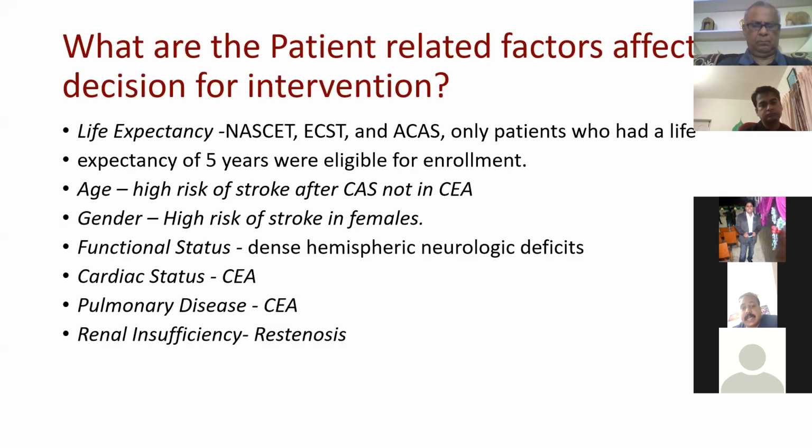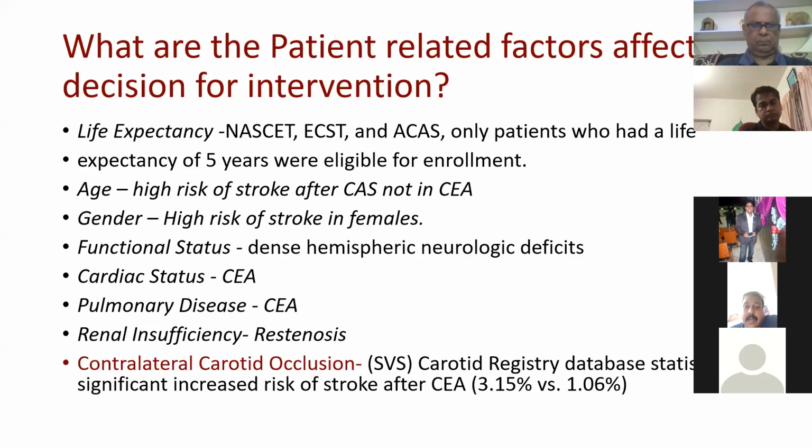Pulmonary disease, high risk for CEA, and renal insufficiency, high risk for recurrent restenosis. And not last, but contralateral carotid occlusion. From the recent SPS registry, it was noted that there is increased risk of stroke during endarterectomy if the patient has contralateral carotid occlusion.